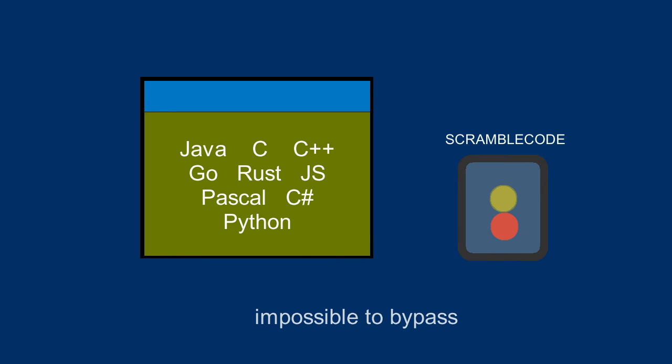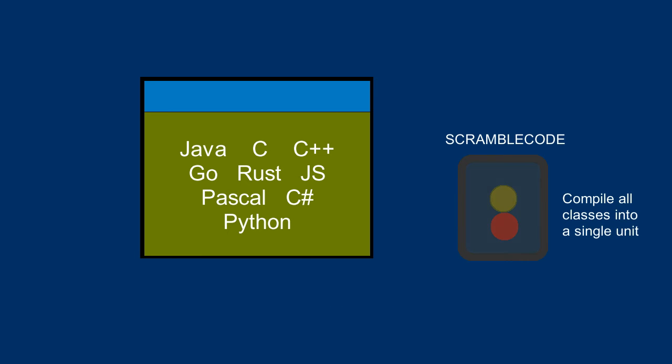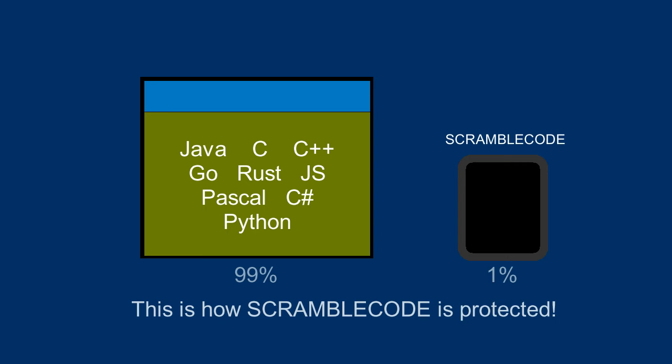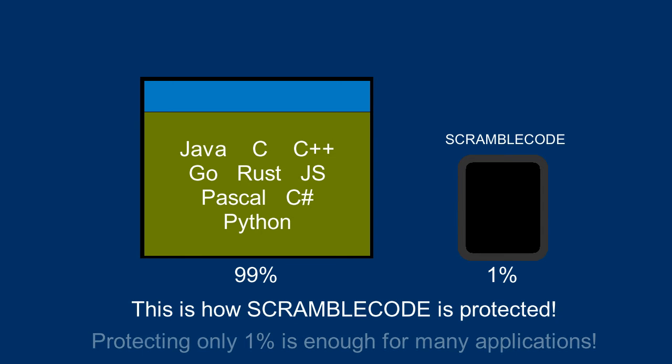Finally, compile the classes into encrypted instructions as a single black box unit. This is how SCRAMBLECODE is protected. Protecting only 1% of the codebase is enough for many applications.